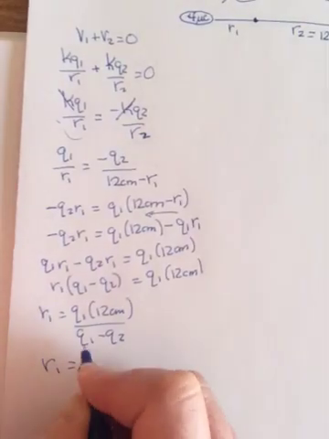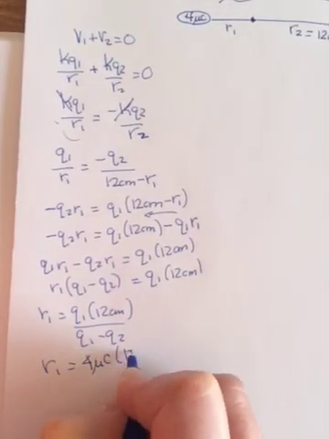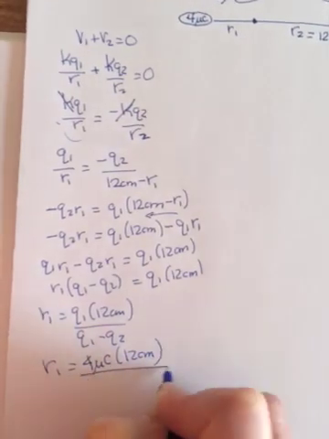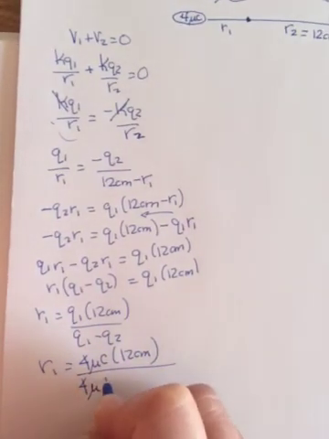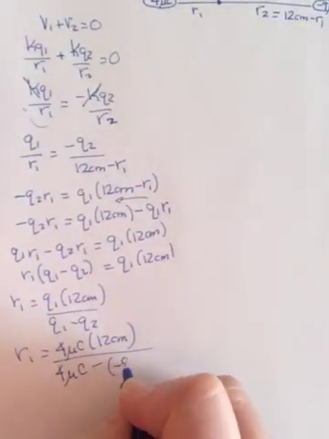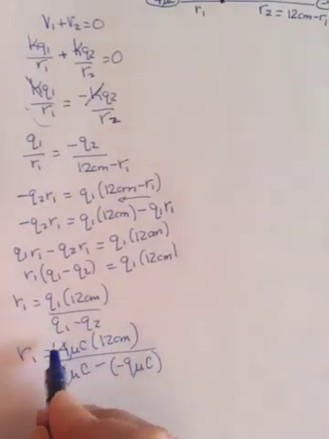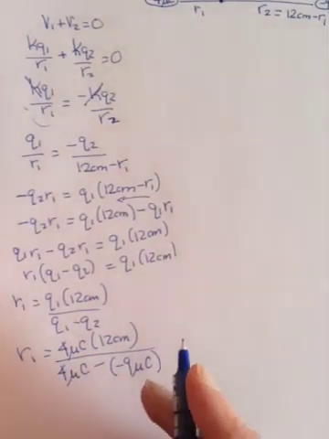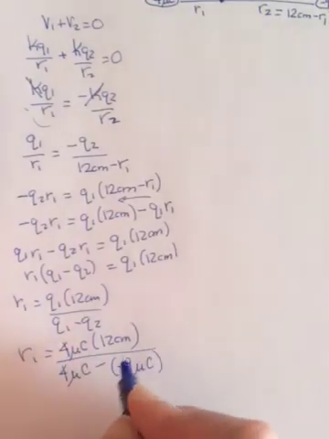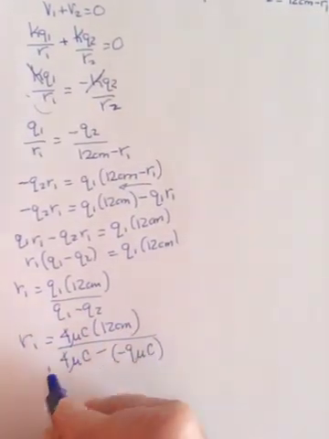Fill in your numbers. q1 was my 4 microcoulombs times 12 centimeters divided by my 4 microcoulombs minus a minus 9 microcoulombs. And again, I didn't change my microcoulombs because look, you're going to have microcoulombs on the top, microcoulombs on the bottom. They're going to cancel. If you want, you can put times 10 to the negative 6 in for all of these. They're still going to cancel.